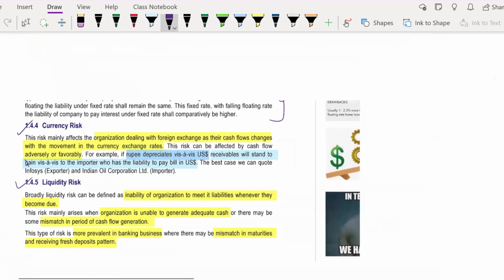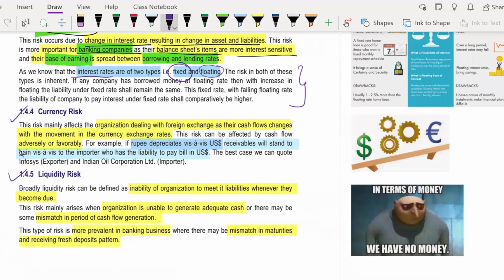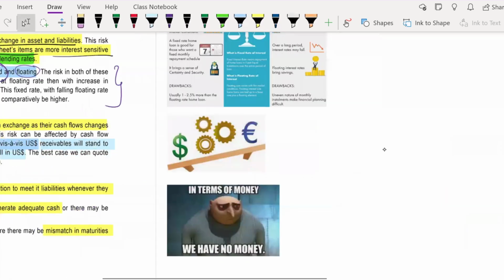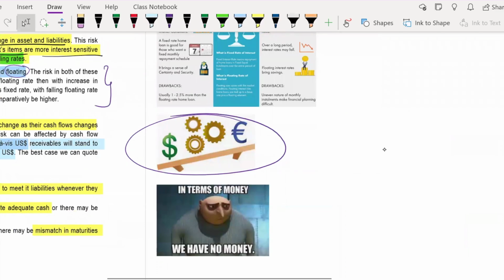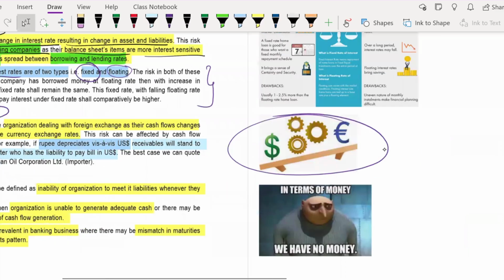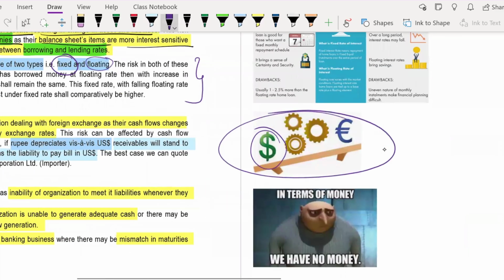Okay, the next risk that you have is currency risk. Here, the exchange rate of a currency might fluctuate up and down depending on the market conditions, correct? Because it is a free flow of the market.